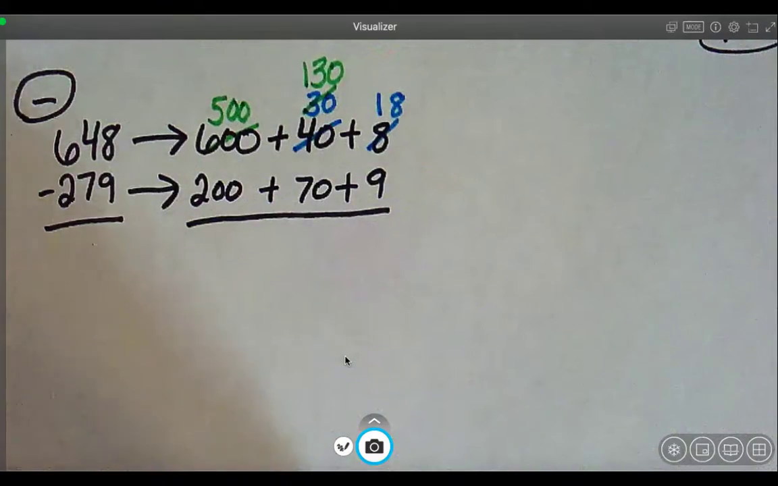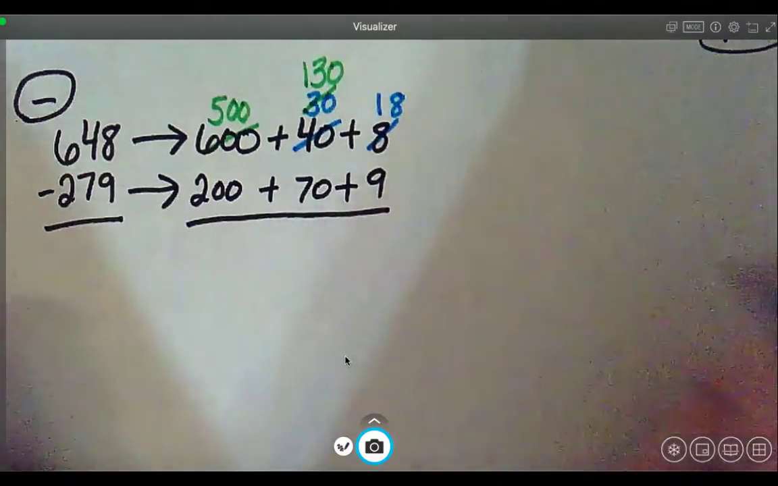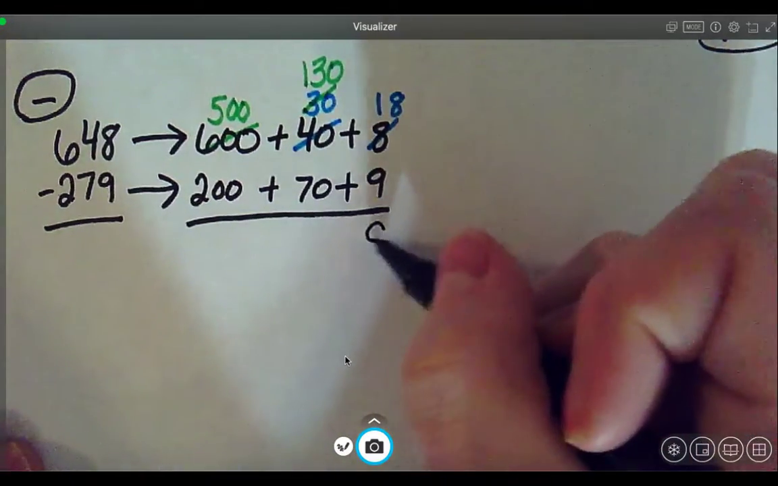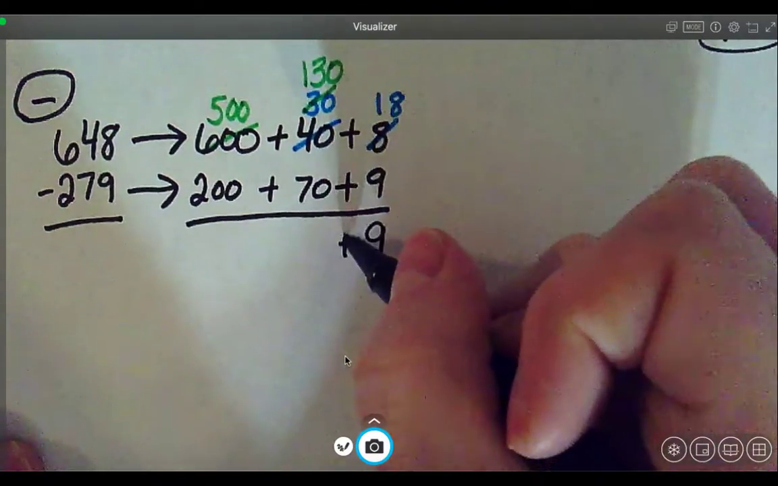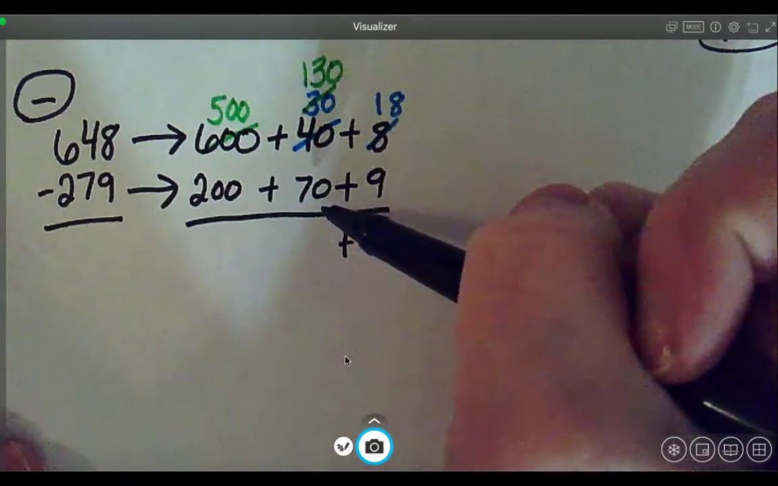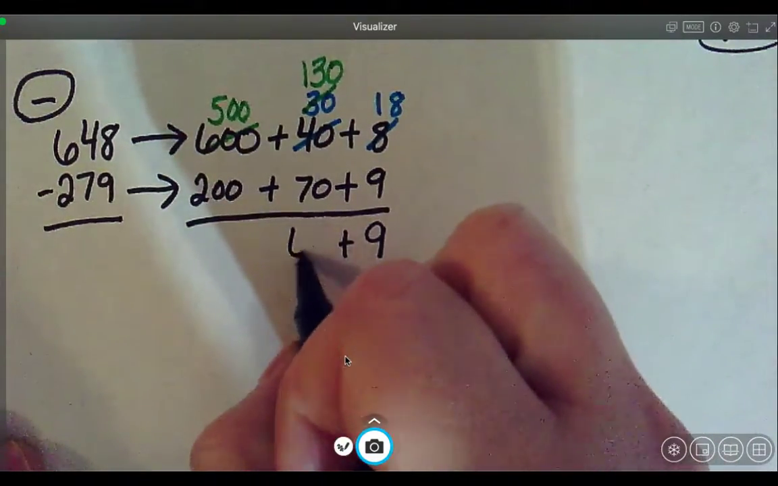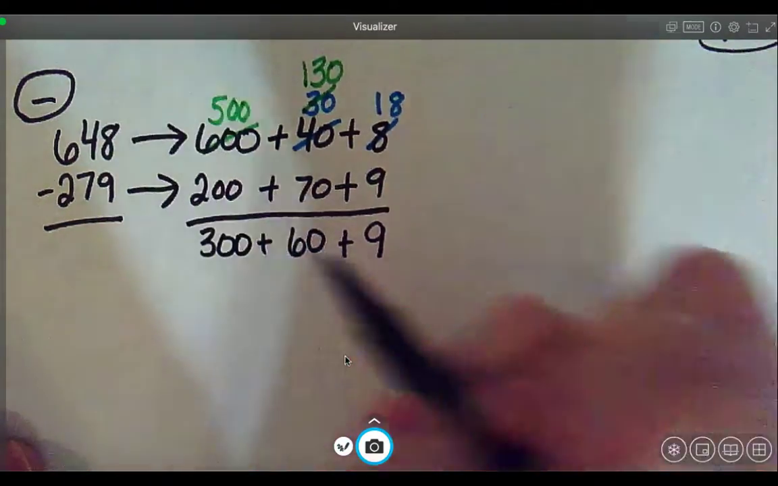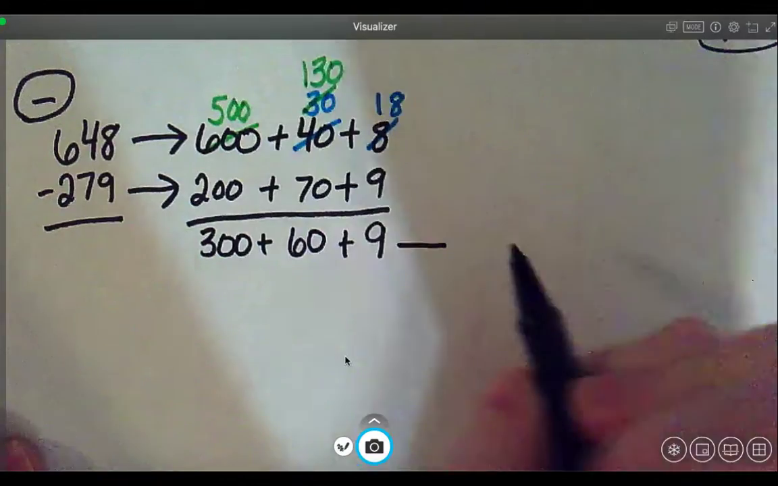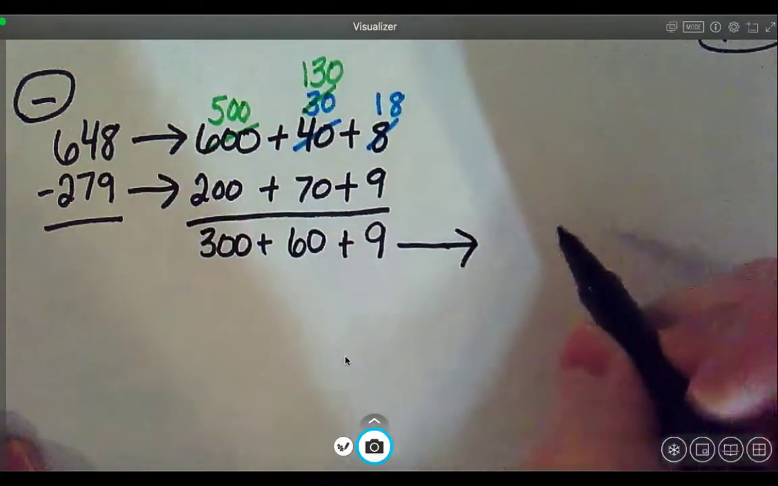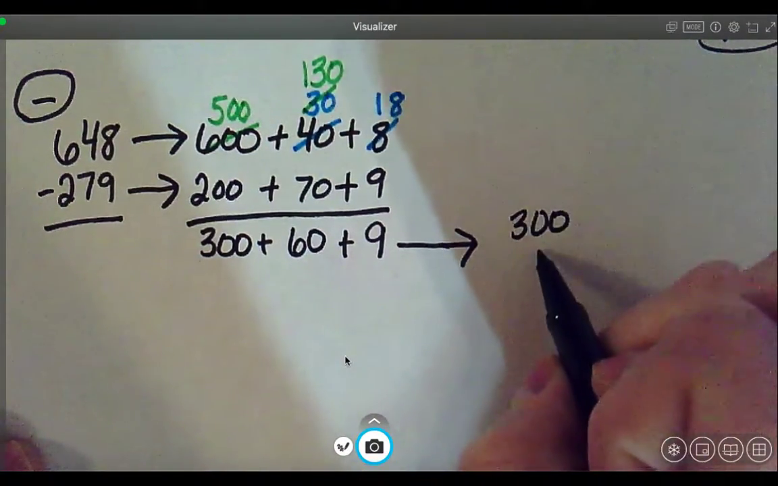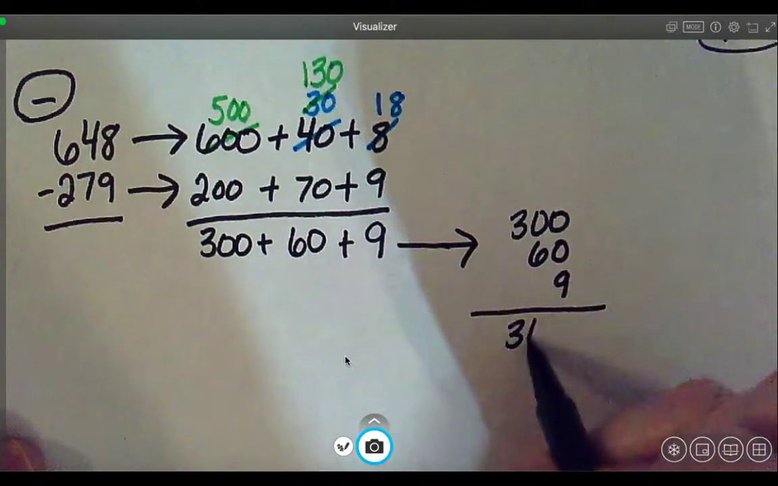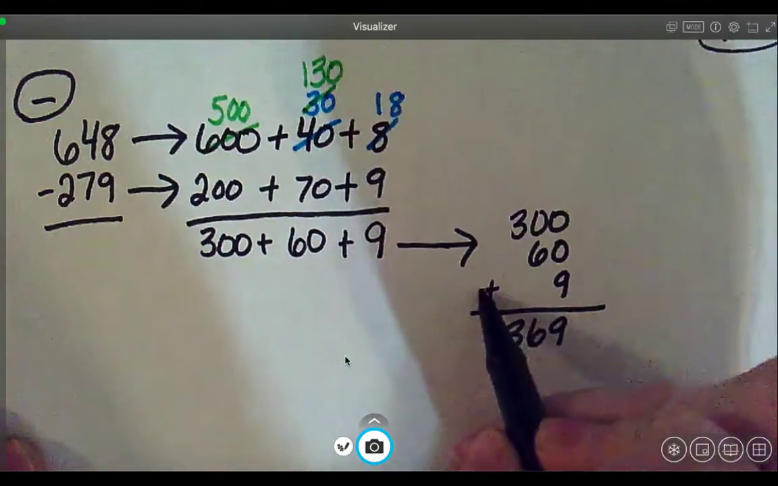Now that's out of the way and I can easily subtract. So 18 minus 9 is going to give me 9. 130 minus 70 is going to give me 60. And then 500 minus 200 is 300. So now I'm going to line these up just like I did with the addition so I can make sure that I get my place values correct. And this is going to give me 369.